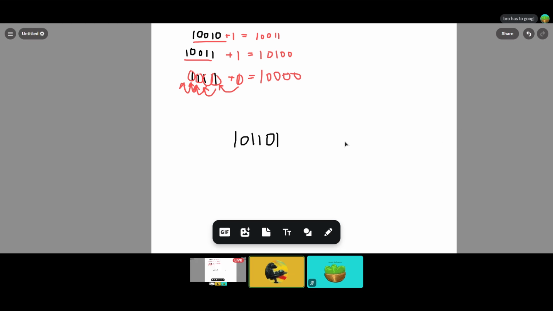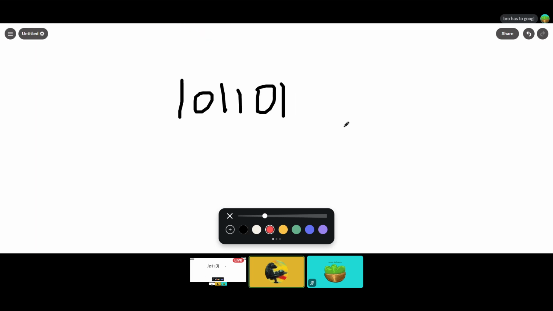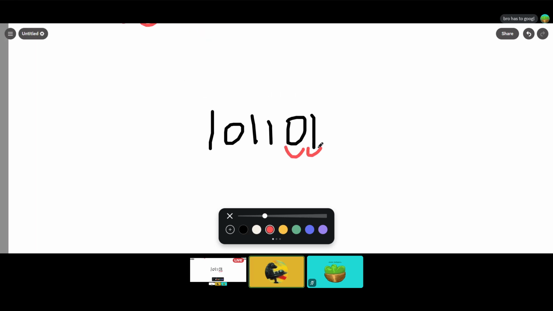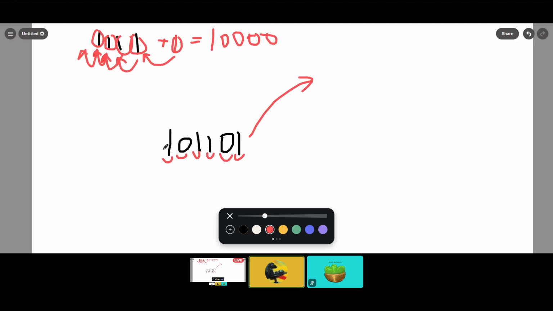Okay, it is very, very simple. Look at each individual bit. We have 1, 0, 1, 1, 0, 1. Oh, wait. Before we do this, can we get a count of this? Use your hands and try to get a count of this. I'm going to do it as well now.